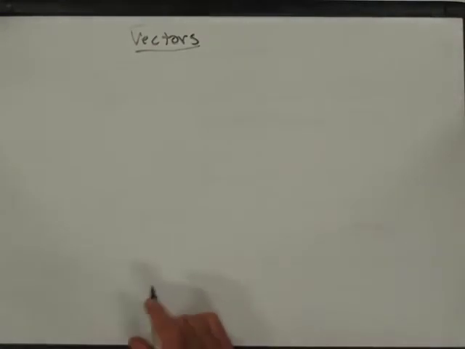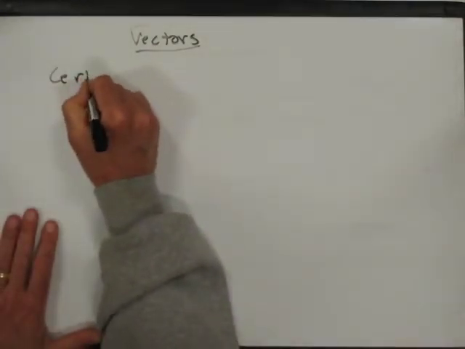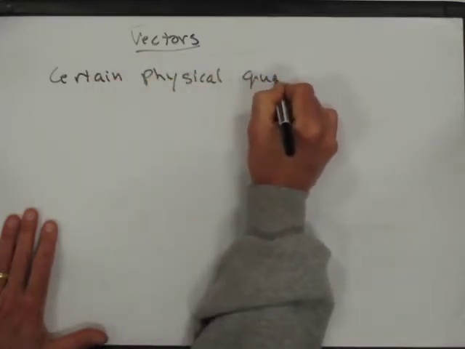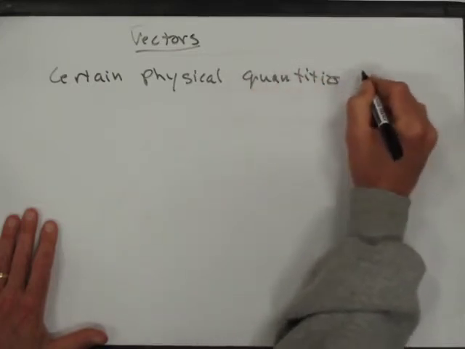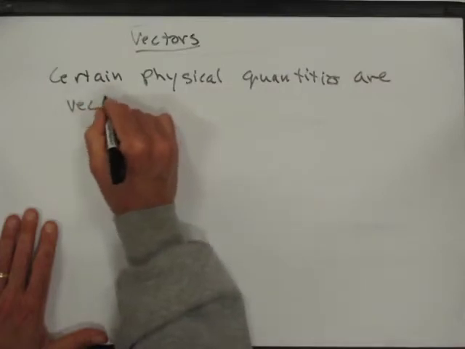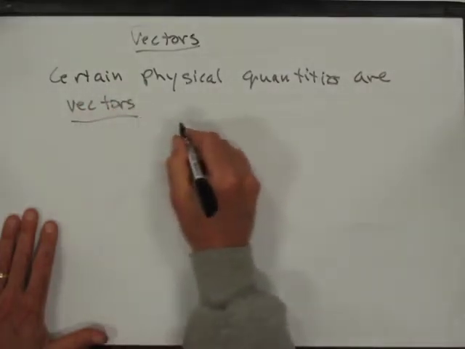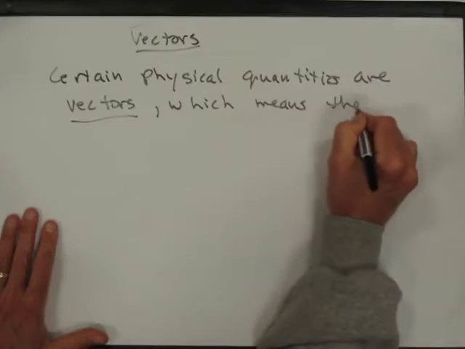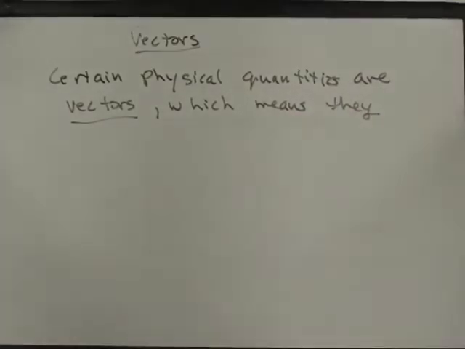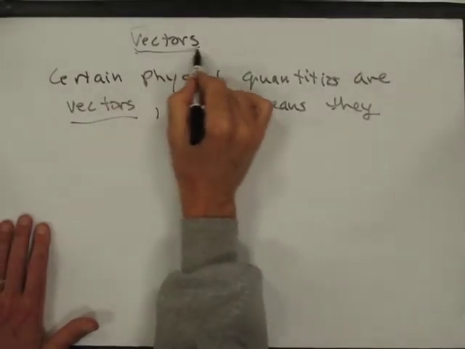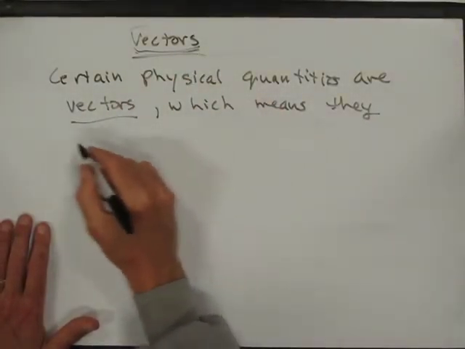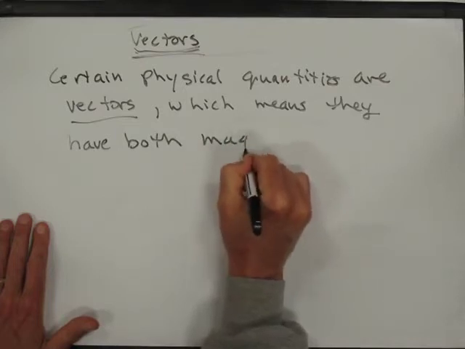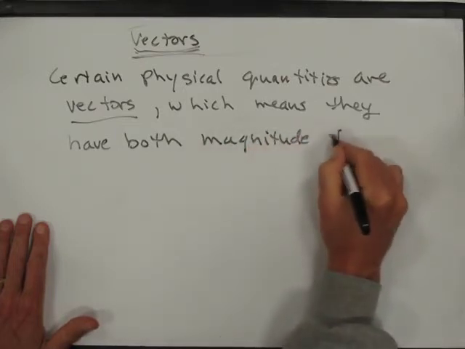So let me talk a little bit about vectors. Certain physical quantities are vectors, which means they have both a magnitude and direction.